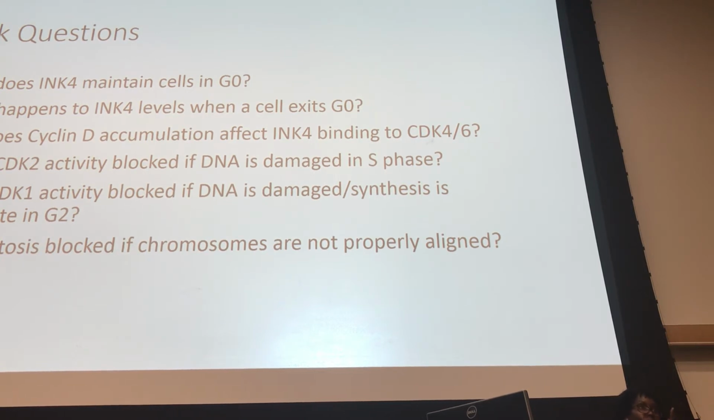So the key there is that the BUB proteins are sitting there, but the important protein that's preventing the APC from being active is CDC20.